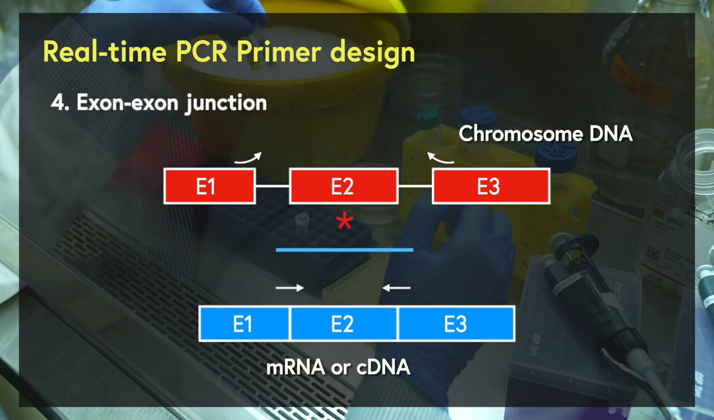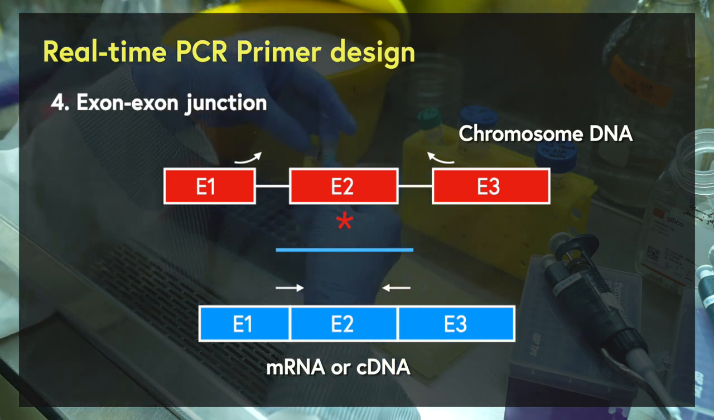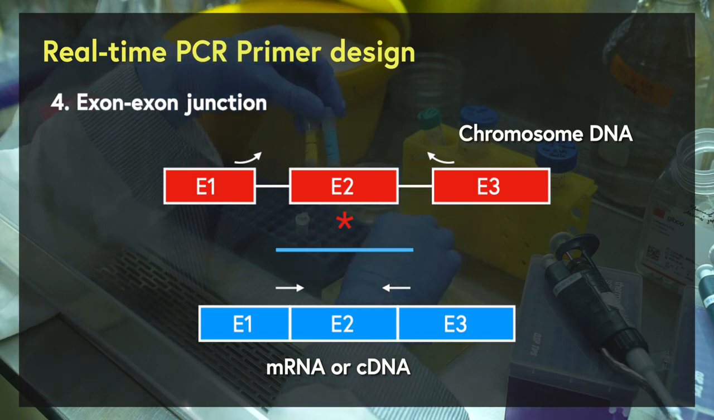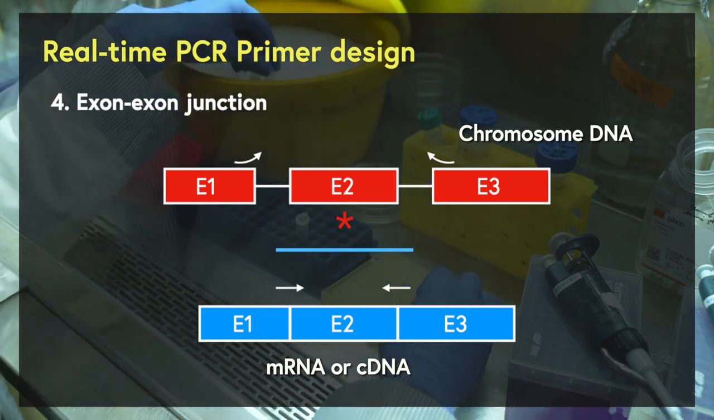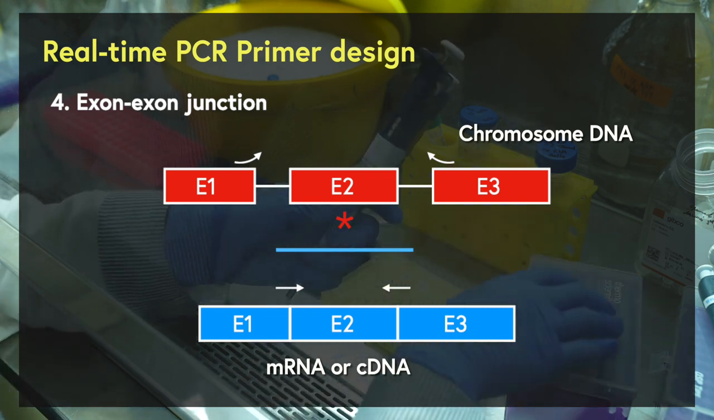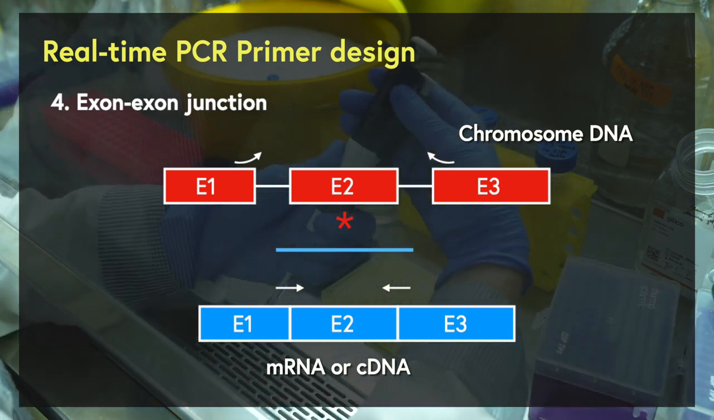The best way is to design the primers to have at least a partial region on exon 1, and then this forward primer will have some nucleotides designed on exon 2. So you cross the exon-exon junction. The same thing applies to the reverse primer. Part of the oligo will be designed on exon 3, and the rest of the reverse primer will be designed on exon 2. In this case, the messenger RNA and the cDNA will be used, which is without intron.